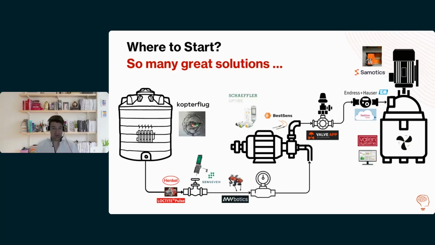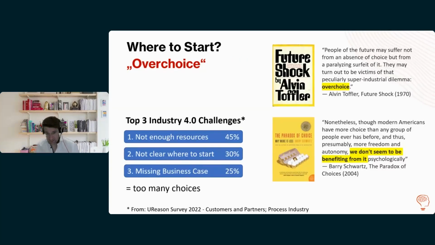What I'm showing here is not even 10% of the different possibilities you have in this small selection of process equipment and process to apply Industry 4.0, to make your work easier, to make maintenance smarter. Every single solution, of course, has competing solutions, and there are many, many more. There are really so many great solutions, making it difficult to choose where to start. That brings me to a wording I really like a lot.